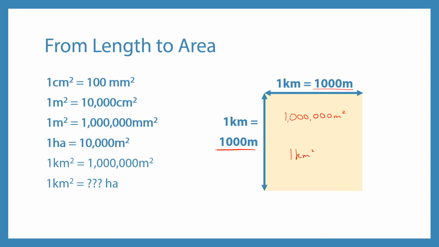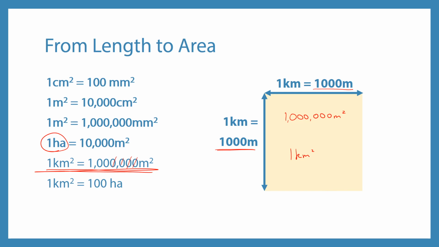Now, if we wanted to work out how many hectares are in 1 square kilometer, we're going to use this identity here. So 1 hectare equals 10,000 square meters. So we need to divide by 10,000. So go 1, 2, 3, 4. So we're going to end up with 100. So 1 kilometer squared equals 100 hectares.